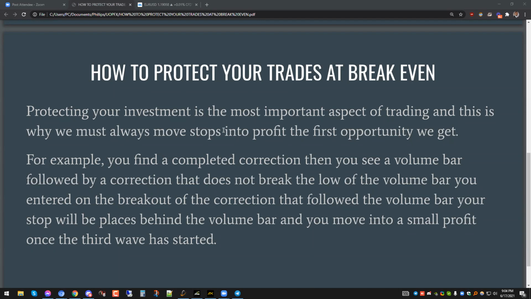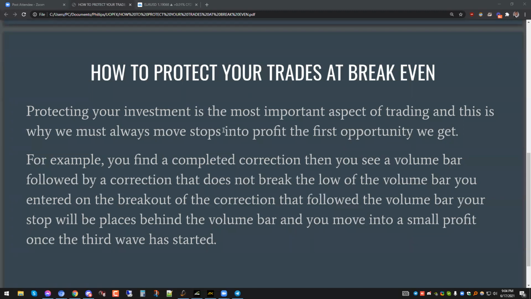Now, saying the first opportunity we get, some people may think that as soon as you go into profit, you move your stop up into profit. No, that's not what I mean by the first opportunity you get. You need to understand the Elliott wave theory. So you need to get a correction, and then the next impulse must start before you move your stop into profit, to break even or into a small profit.